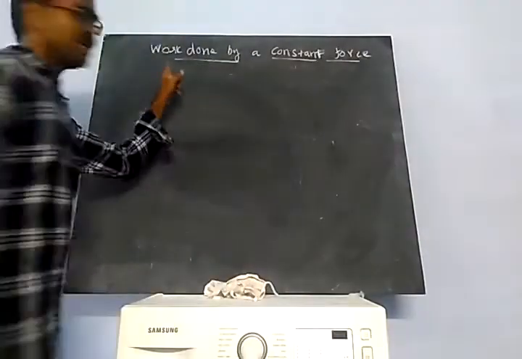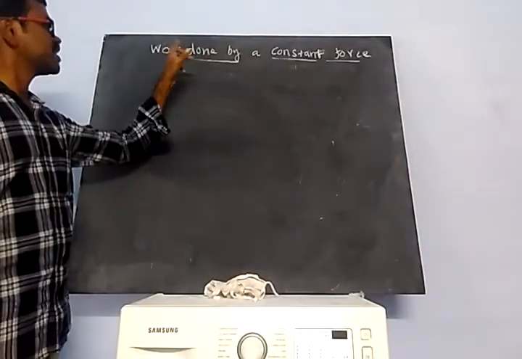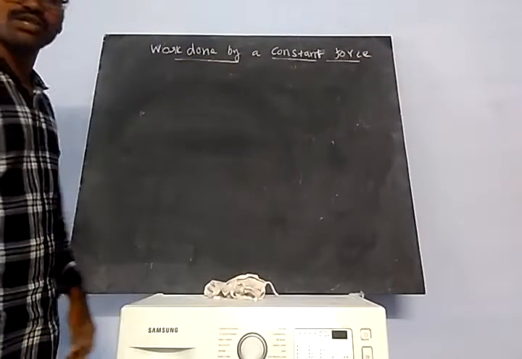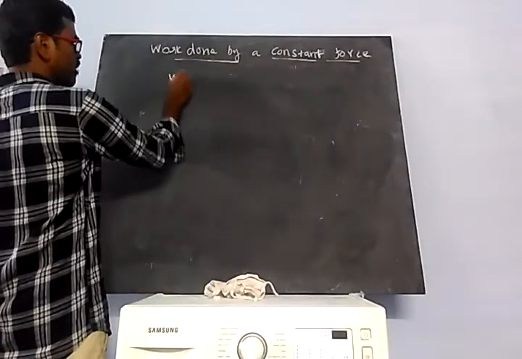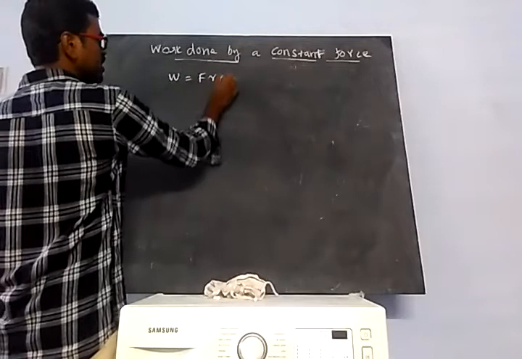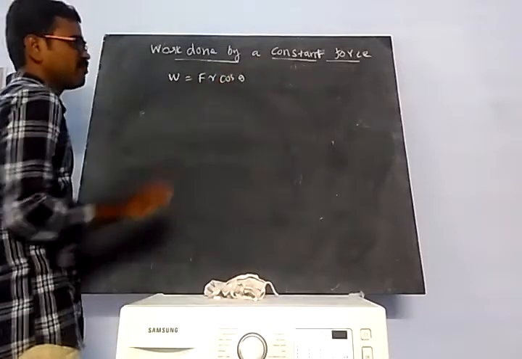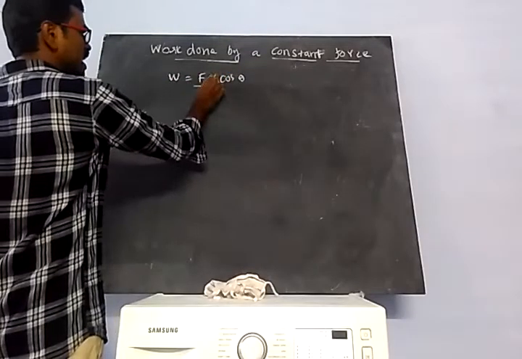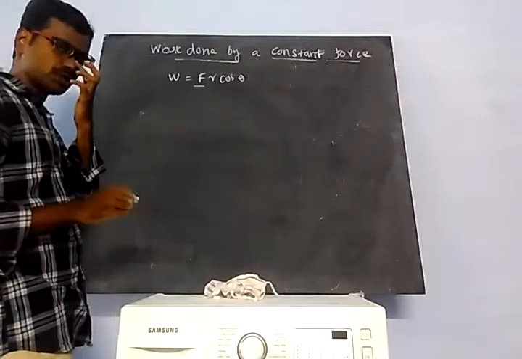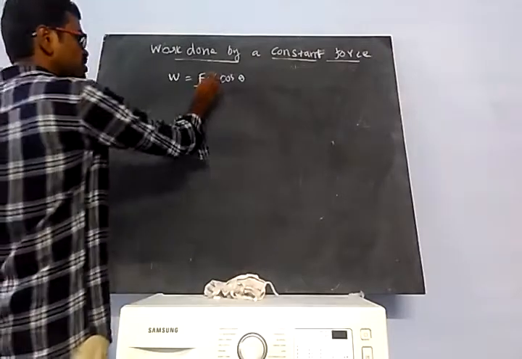Work done. Next, we are going to see about work done by a constant force. So you know that formula, work done is equal to F r cos theta. Here the force is constant, while displacement and theta are variable. Okay, so force is constant.